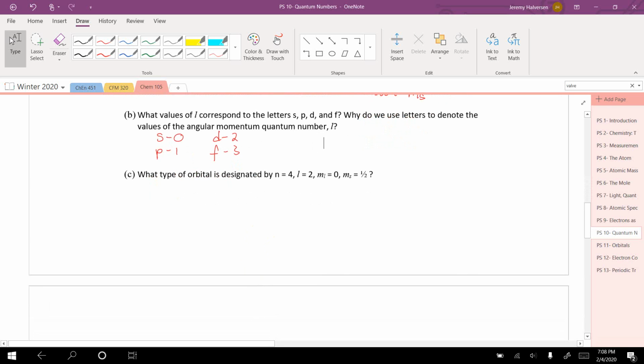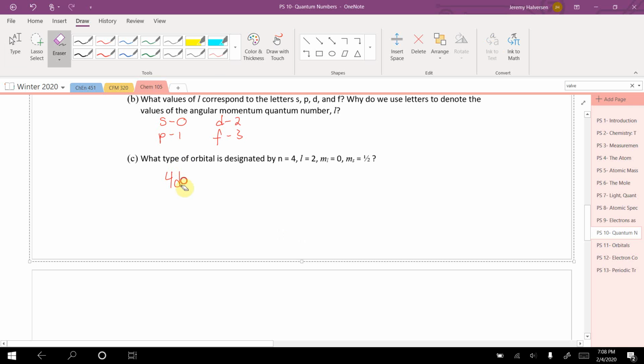C, what type of orbital is designated by n equals 4, l equals 2, m sub l equals 0, m sub s equals 1/2? So we're talking about type of orbital. That's kind of like here I said 1s. That's when you need n and l. So what type of orbital? When n is 4, it's going to be 4. When l is 2, what type of orbital is that? That's a d. So we're talking about 4d in this problem. Hopefully that's straightforward enough.